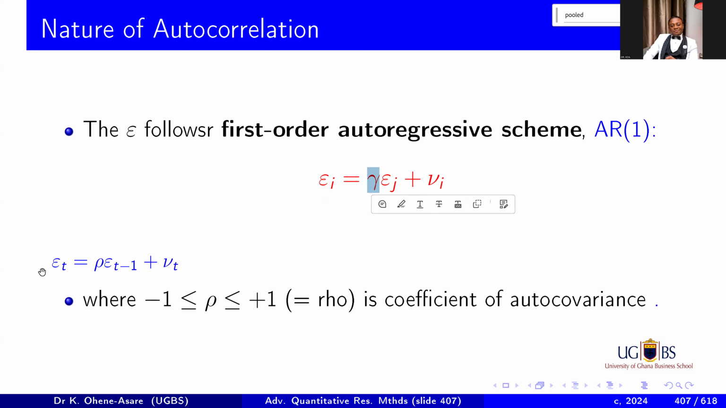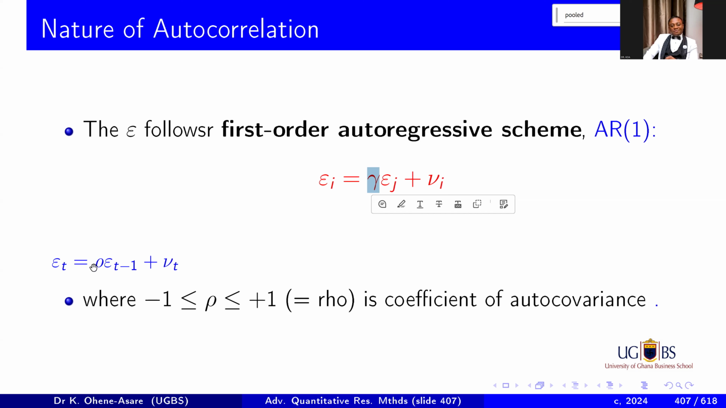But for time series, you have this blue one. Here you have the error of time t being affected by the error of time t minus 1. So in this case, the error from last year affects the error of this year. And the value of its effect is the rho, that Greek letter rho. So the rho here is a coefficient of the autocovariance, or the marginal effect of the past year's error on the present year's error.